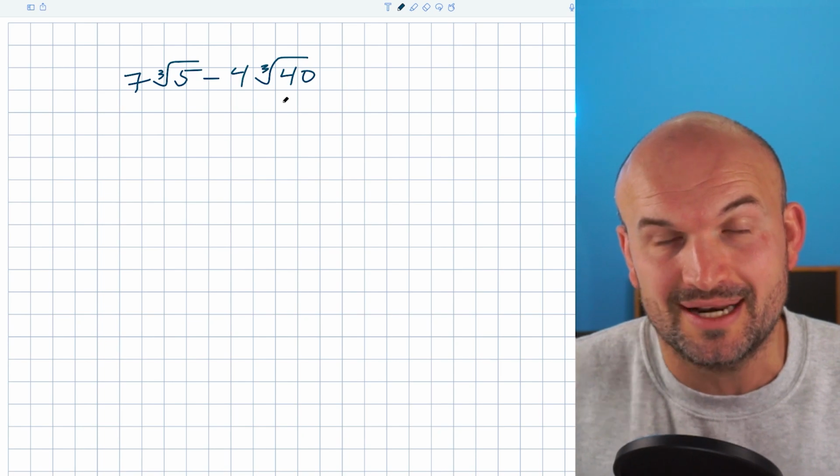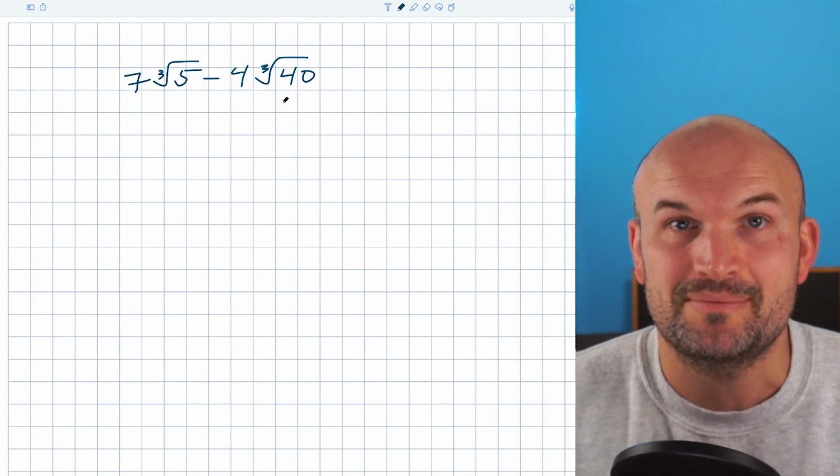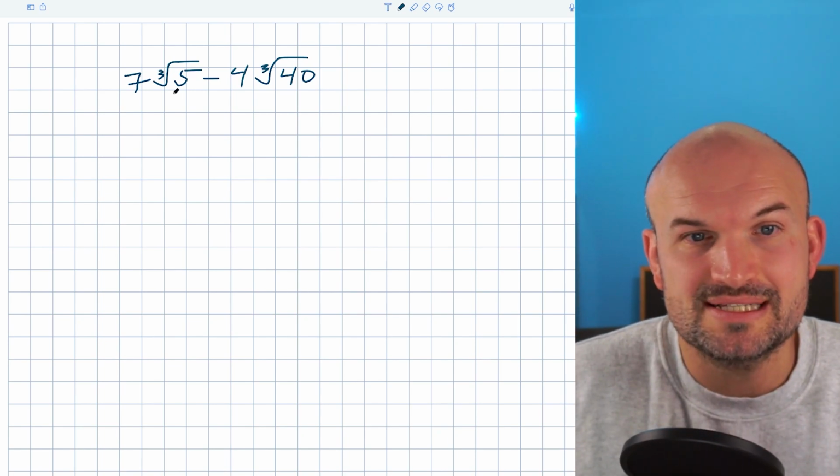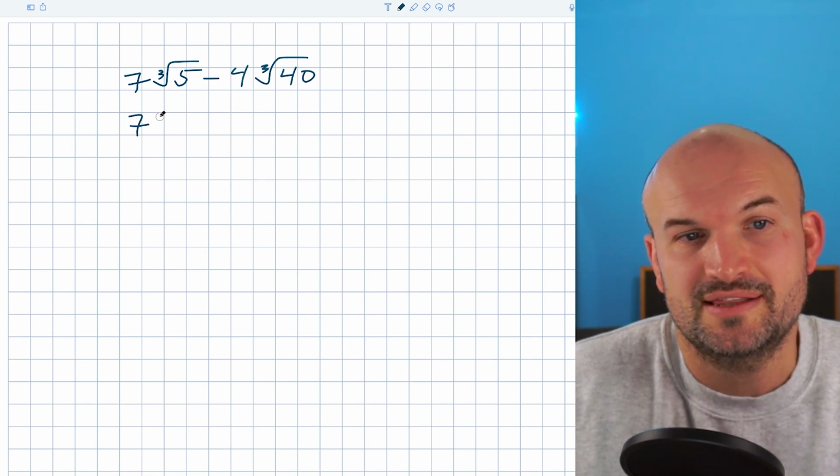So now what I want to be able to do is, again, now we got to simplify our cube roots. And again, if you don't know how to simplify cube roots, go ahead and check out my previous video I have for you there. Now, in this example, there's not really much we actually have to do. There's nothing I can simplify here.